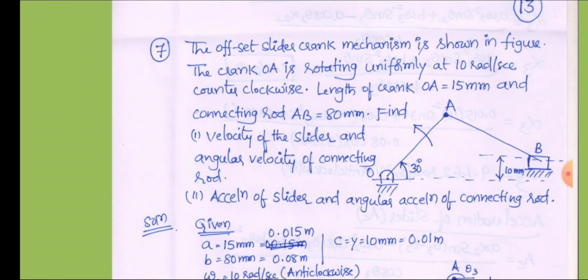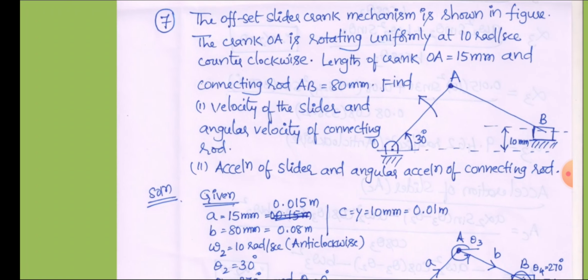Uniformly at, you just make a correction, it is not 10 radians per second, 15 radians per second. So then small a will be 15, correct. The crank OA is rotating uniformly at 10 radians per second. This is nothing but omega 2, which is 10 radians per second in the bracket anti-clockwise, because it is counterclockwise.